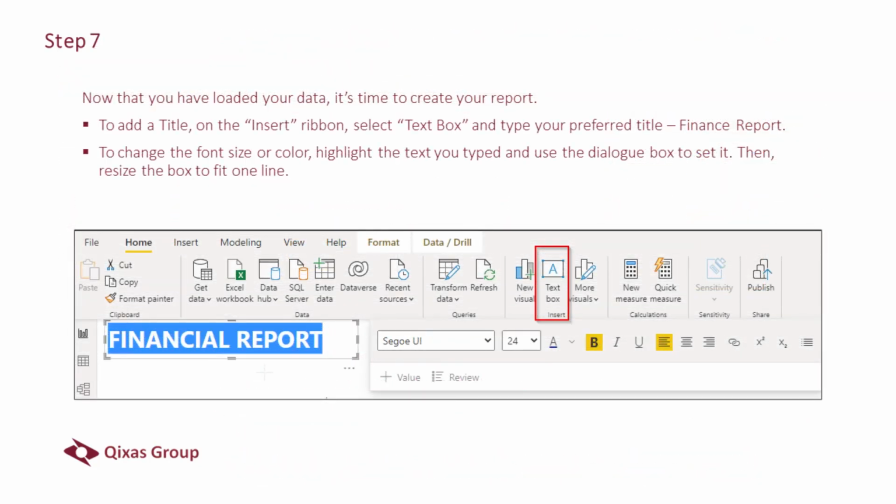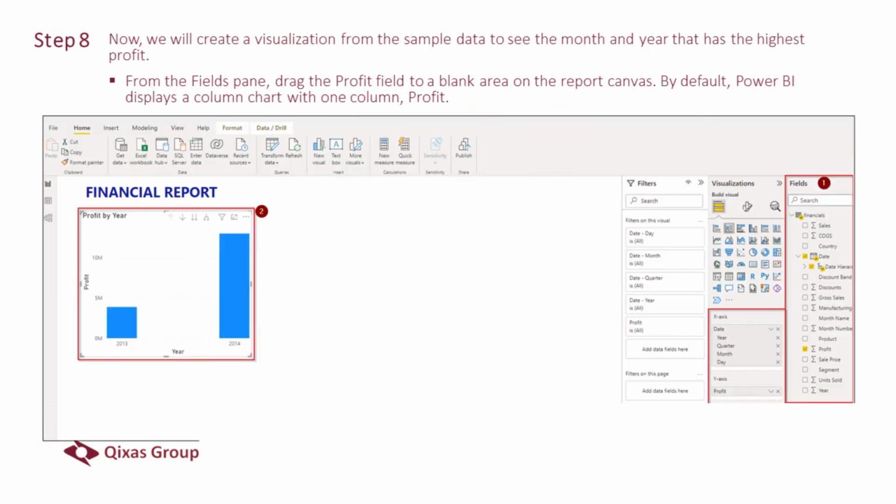Step 7. Now that you have loaded your data, it's time to create your report. To add a title, on the Insert ribbon, select Text box and type your preferred title, Finance Report. To change the font size or color, highlight the text you typed and use the dialog box to set it. Then, resize the box to fit one line.